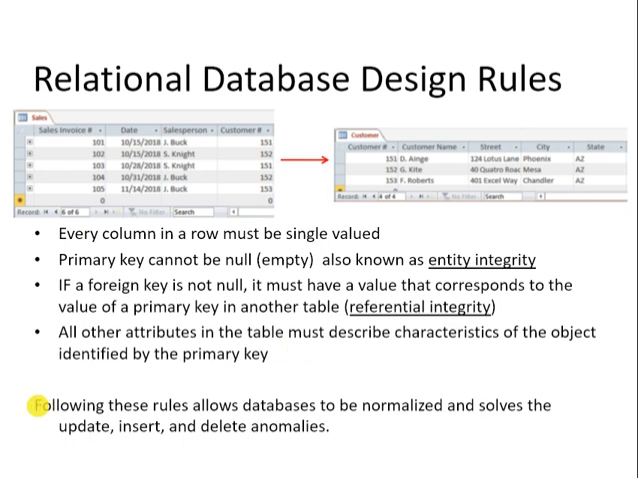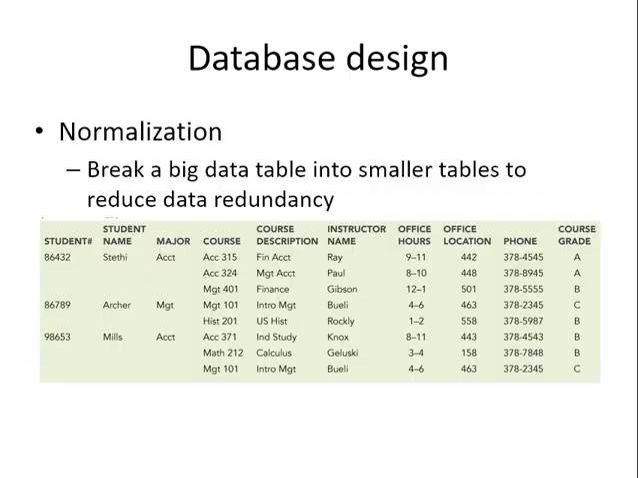So following these rules allows the database to be normalized and solves a lot of those anomalies. So what is normalized? We talk about normalized tables. First we can see a big table. You can see a lot of information is redundant, and obviously that's not efficient. So we're going to talk about different normal forms, and how we're going to normalize the table.